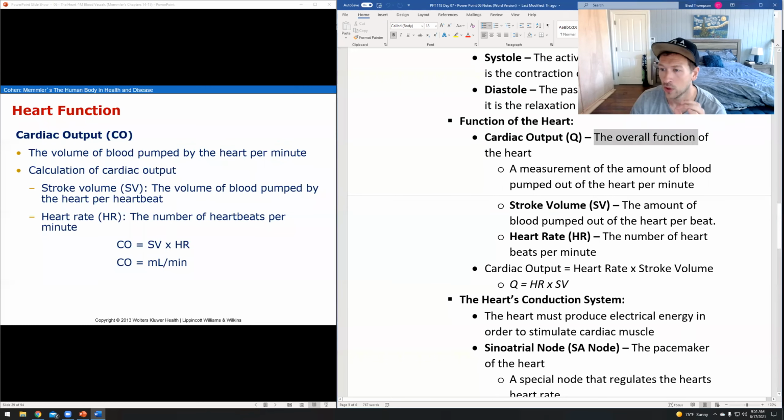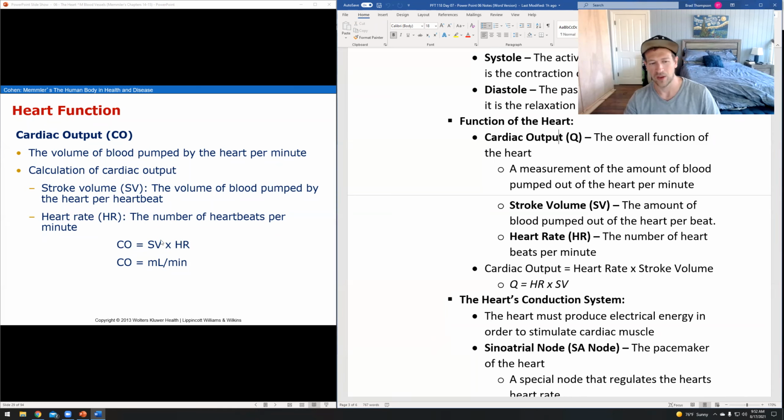This is the overall performance of the heart, the overall function of the heart. And we write that as Q, because mathematically that's called a quotient. So you don't always see it. And in fact, in this slide here, it doesn't appear. This is where we are using two different textbooks here. And so clearly those textbooks are slightly disagreeing with each other.